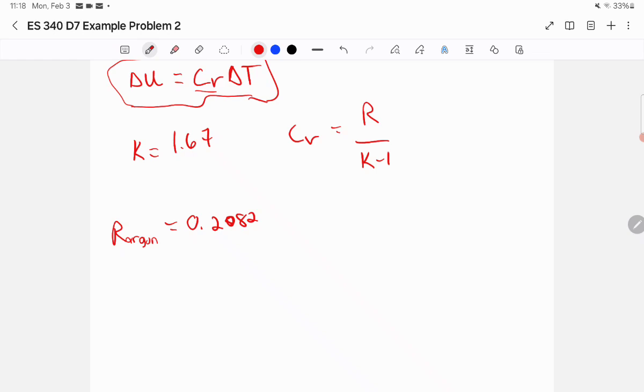Well, we could have said 0.2082 kilojoules per kilogram times Kelvin. Sorry, wrong units there. How do we know this? Well, this comes from Table 3.1 in section, I believe it's 3.11, in your book.